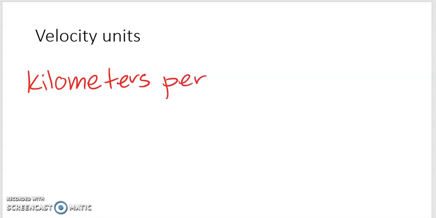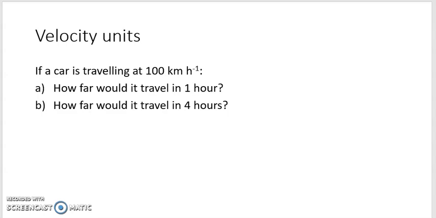This is apparent in our units for velocity. You're probably most familiar with kilometers per hour, as this is what we use in cars. As you can see, the unit is made up of a distance and a time, and shows the relationship between them. So if we take a car travelling at a speed of 100 km per hour as an example, this tells us that every hour it travels 100 kilometres.